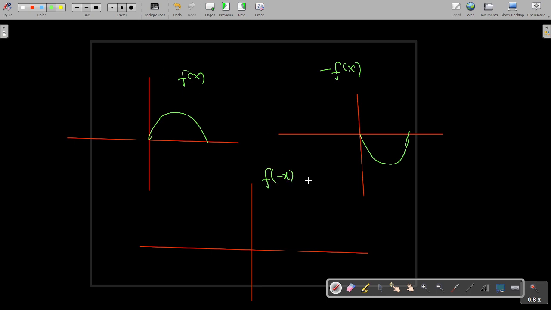It should be on the second quadrant, because the values that are acquired at x will now be acquired at minus x. So if you are achieving f of 2 at x equals 2, you will achieve f of 2 at x equals minus 2 here. That's why it will be like this. There's a difference, right?